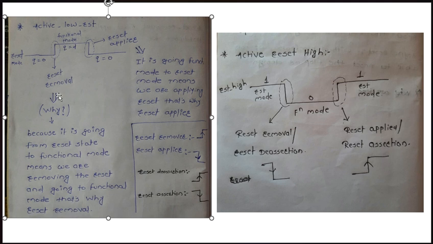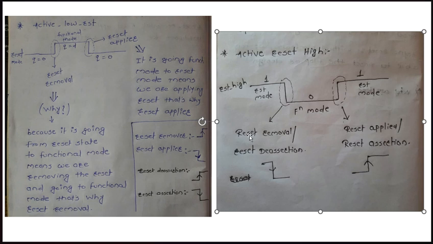Why are we calling it reset removal? Because it is going from reset state to functional state, meaning we are removing the reset signal and going to functional mode. That's why we call it reset removal. Here we also have reset apply. Why? Because it is going from functional mode to reset mode, meaning we are applying the reset mode again. That's why we call it reset apply.